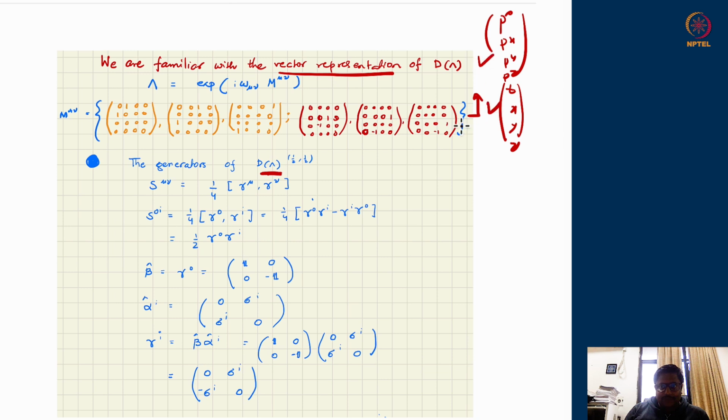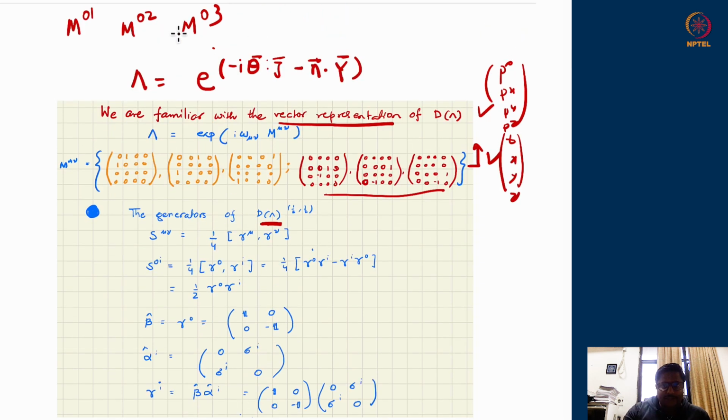These are the vector representations. So these Lorentz transformation matrices are generated by this M mu nu. Remember, we had written lambda as e to the power minus i theta dot J minus eta dot K. This is how our general Lorentz transformation matrix is written.